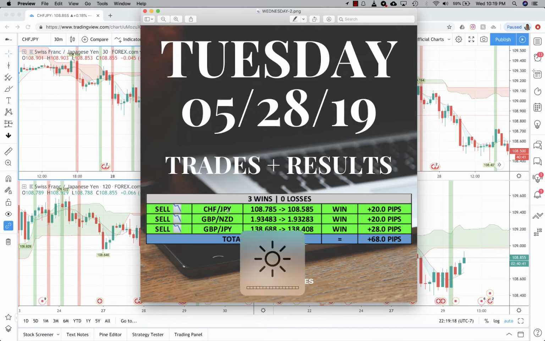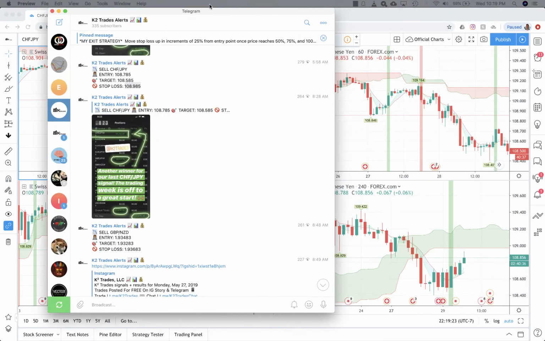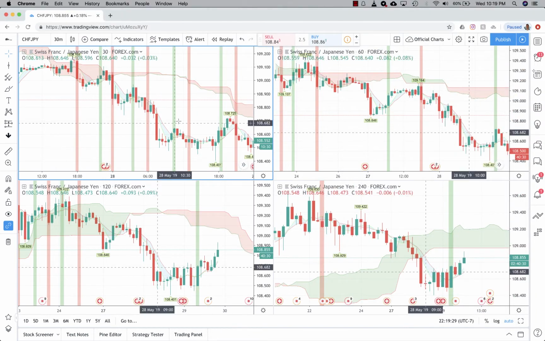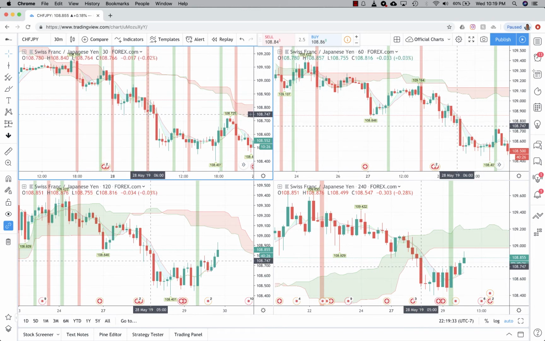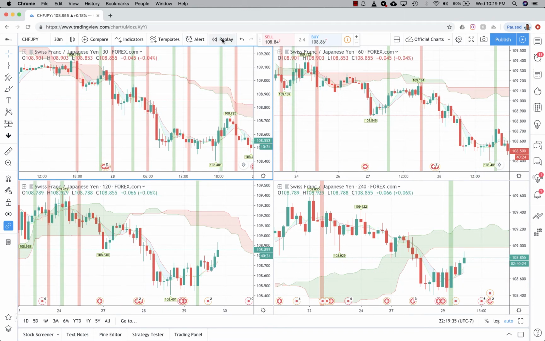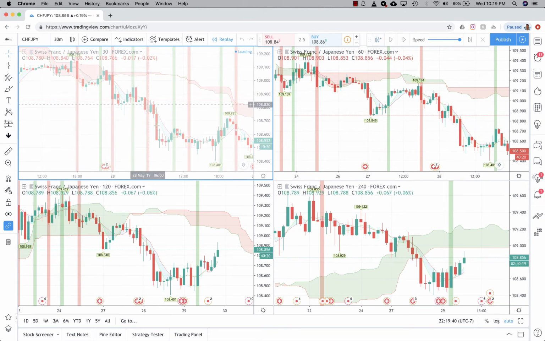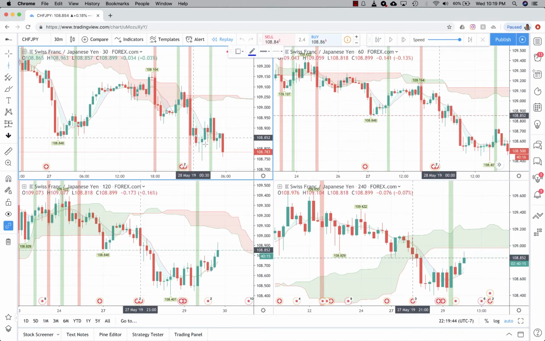So let's start off with the Swiss franc versus the Japanese yen. Yesterday I sent out that signal at 5:58 a.m. So let's pull that up on the chart. So May 28, 5:58. So let me go to replay. Let's run it back to that exact time, and then let's mark it so we know exactly where.